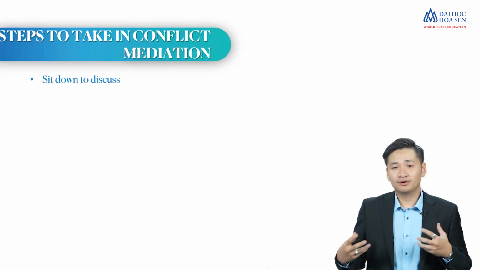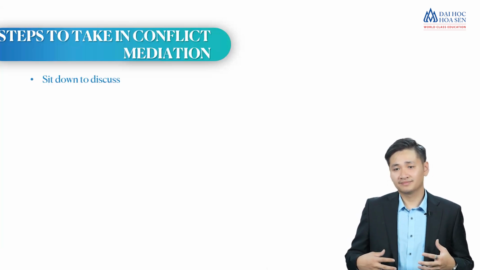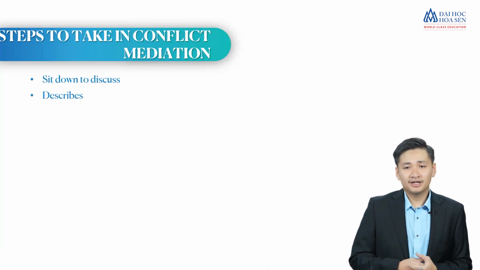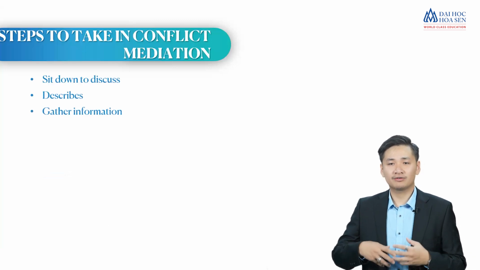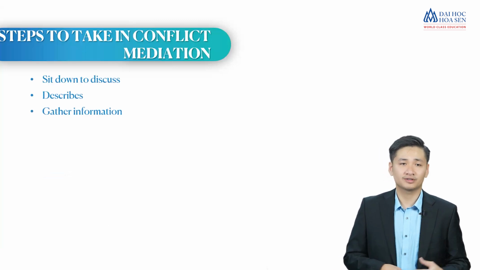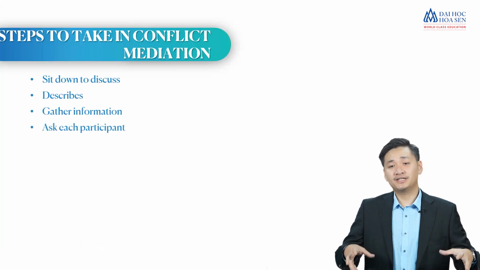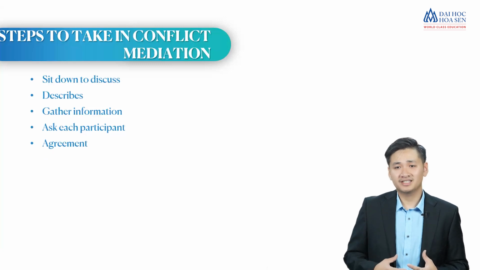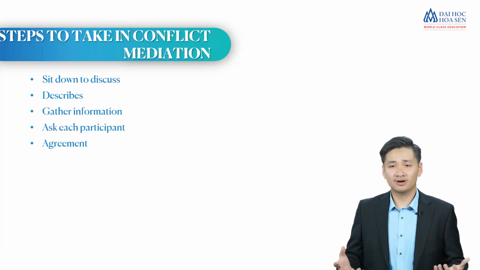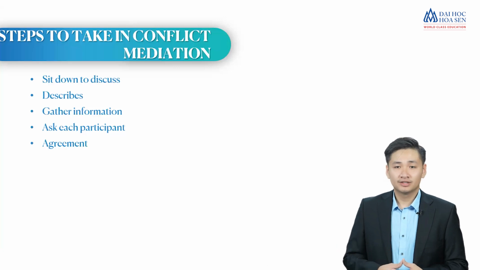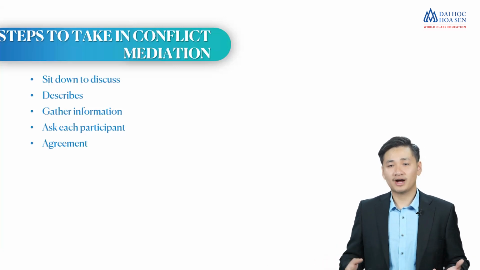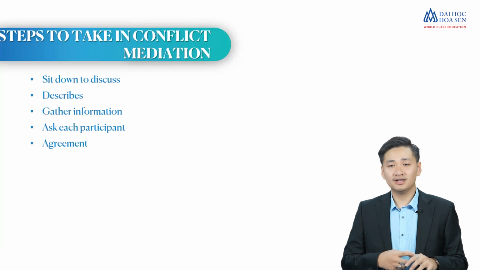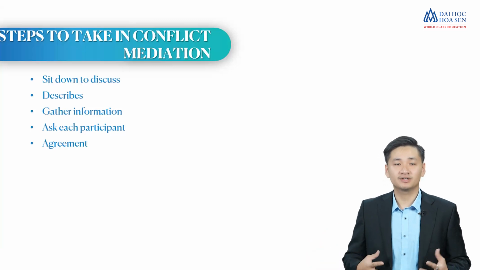So the people involved sit down with the mediator to discuss the conflict. The mediator describes the purpose of the mediation and its goals. Each person describes their view of the conflict without comment or interruption from the other party. The mediator gathers information by listening to each side. Then the mediator looks for common ground, identifies the issues, and helps the parties decide how to settle them together. The mediator asks each participant to describe the actions they would like to see the other party take. All the parties reach an agreement and commit to making the changes needed to resolve the conflict.